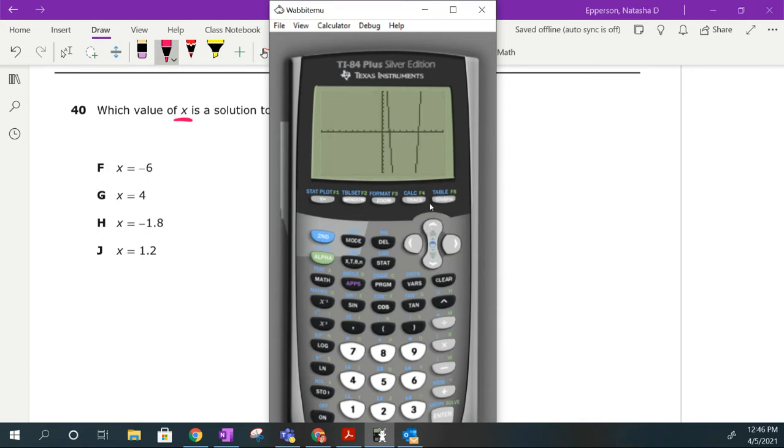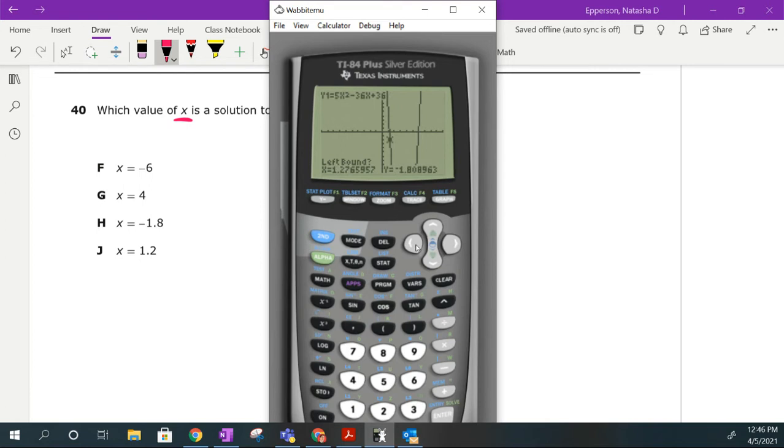Okay, let's just do this. So we're going to graph it, and we're going to do second trace. Now, notice we have value, 0, minimum, maximum. So I'm going to go to 0. And if you notice, it says left bound. So I'm trying to go to where I see my little mouse, which I'm not seeing. There it is. Oops, I went the wrong way.